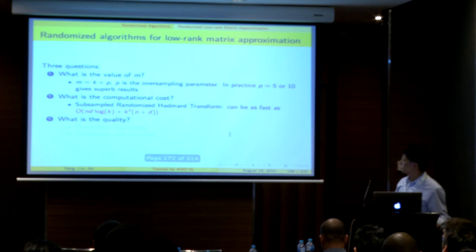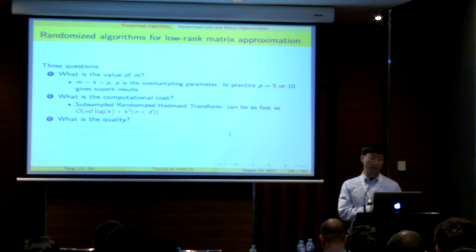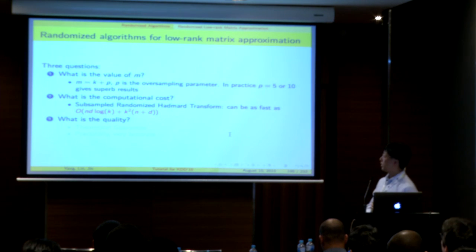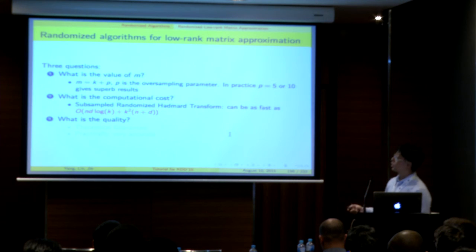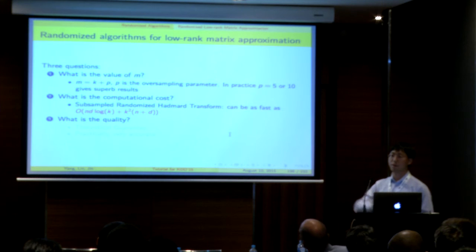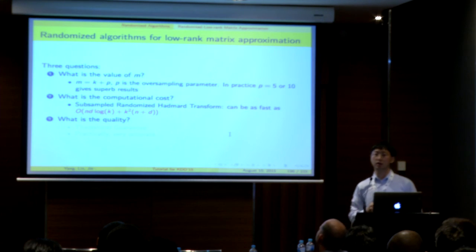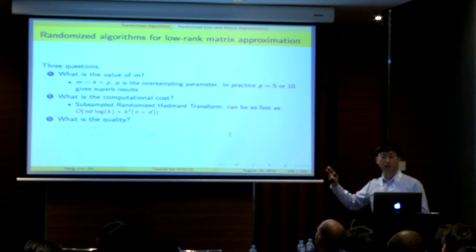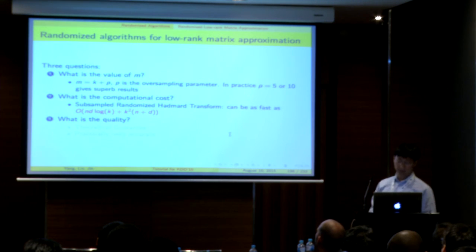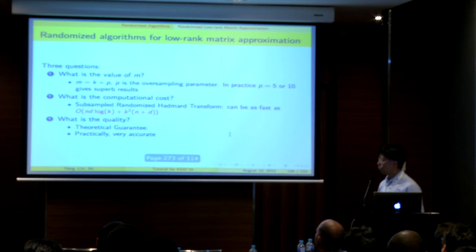So here I just show you the case using the randomized Hadamard transform. Using the randomized Hadamard transform, computing the top K singular value decomposition could be as fast as N times D times log of K. So compared to simply calculating the singular value decomposition, N times D times M, this is much more efficient for big data. And in practice, very accurate.